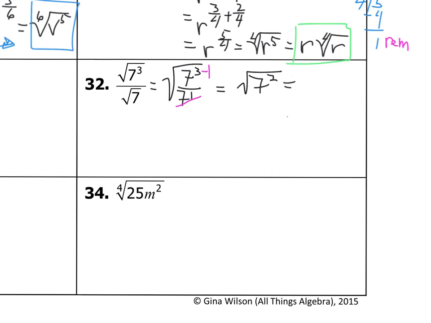And so you can either look at this as you're taking the index and dividing it by 2, or you can just square your 7, which you get 49. The square root of 49 is 7. So either way you go about it, the answer to 32 is 7.